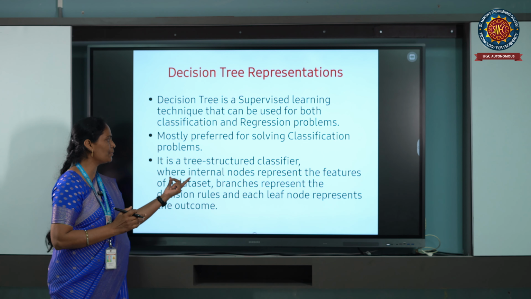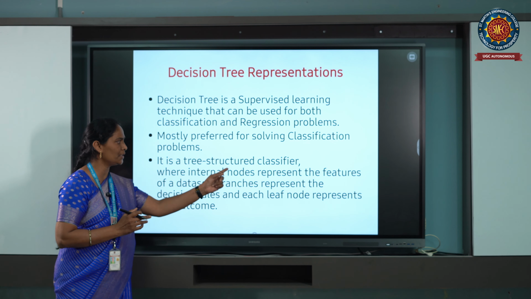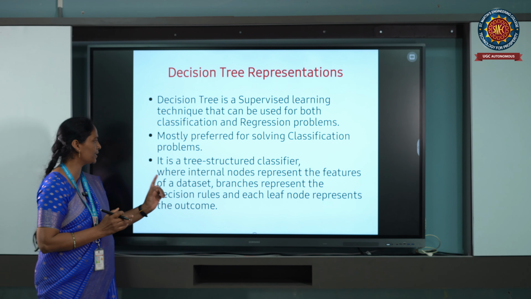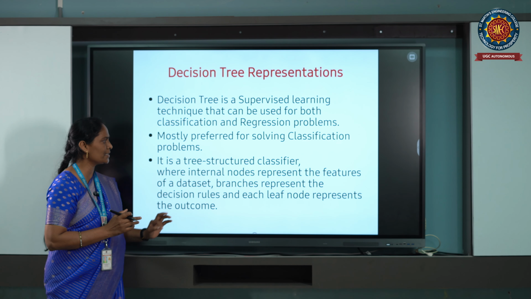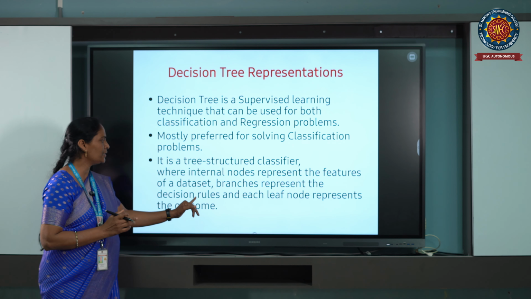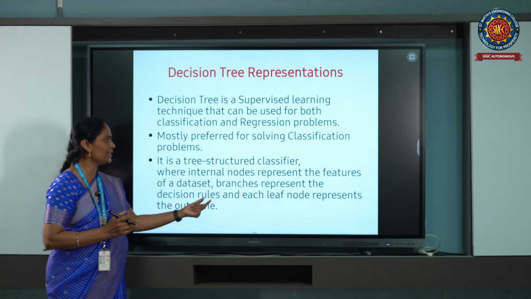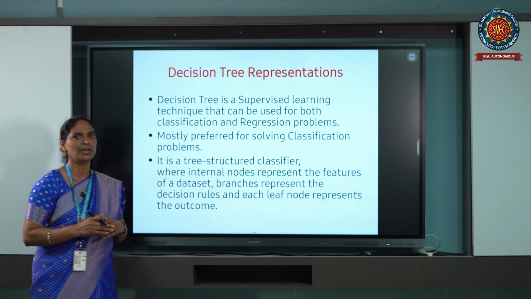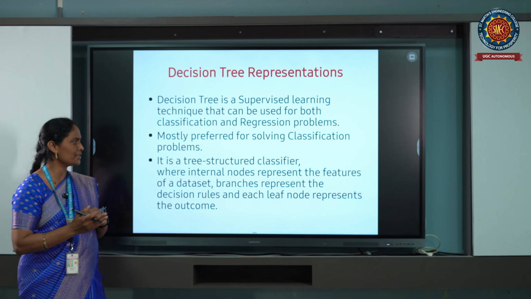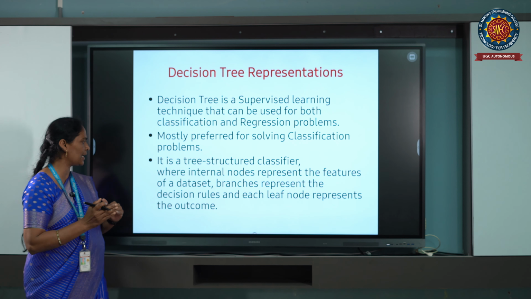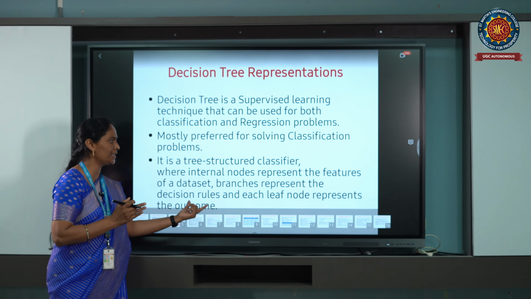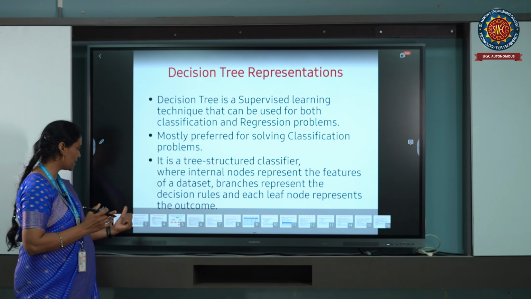It can be divided into internal nodes, which represent the data set, and the branches represent the decision rules. Each leaf node represents the outcome. That means the output comes out last, so we treat that as a leaf node for the decision tree.